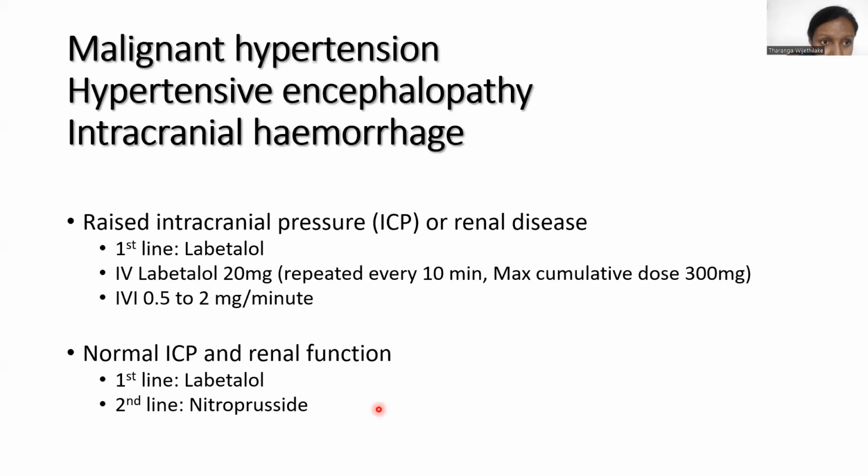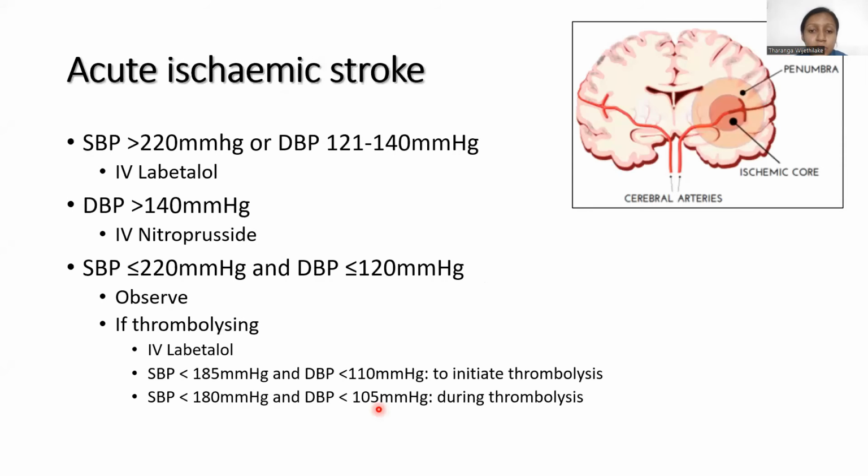What about, now that is malignant hypertension, hypertensive encephalopathy and ICH. What about acute ischemic stroke? Now, when you have the brain arterial blood flow cut off at some point, you have an ischemic core. Around that region, you have the ischemic penumbra. This bit is already dead. This light orange bit is not dead. It's just ischemic.